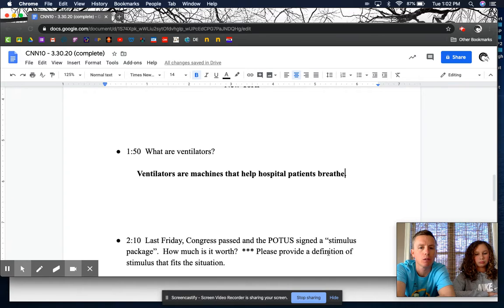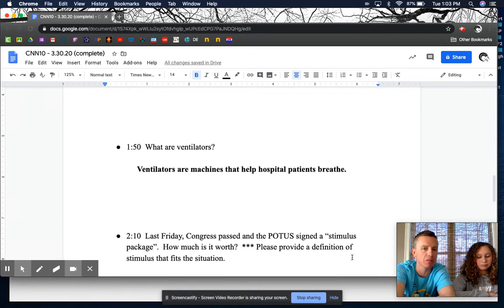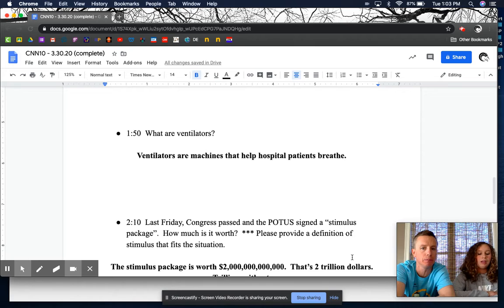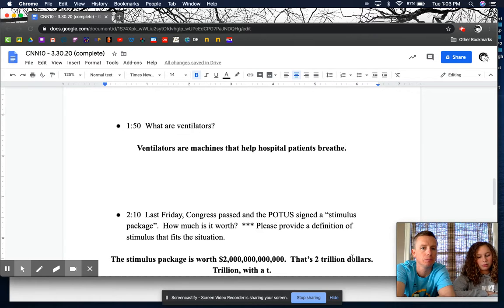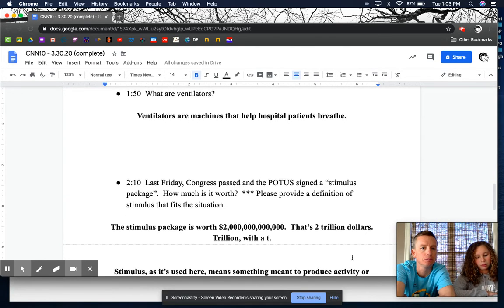Okay, this is a hard one. Last Friday, Congress passed and the president signed, have you ever seen that, President of the United States, a stimulus package. How much is it worth? $2 trillion. $2 trillion with a T. Can you provide me a definition of stimulus that best fits this situation? A thing that rouses activity or energy in someone or something.